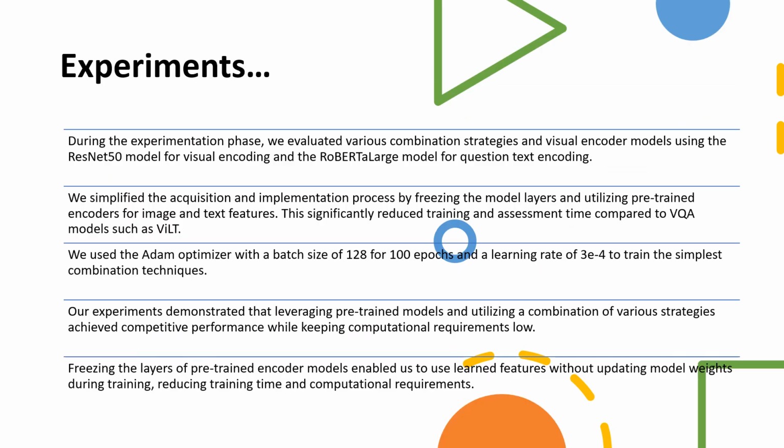We evaluated different combination strategies and visual encoder models using pre-trained encoders, ResNet 50 for visual and RoBERTa Large for text encoding. We froze the model layers and used the Adam optimizer in order to leverage the pre-trained models and combination strategies, and hence we achieved state-of-the-art performance while keeping the computational requirement as low as possible. Freezing the layers of the pre-trained encoder model reduced the training time and computational requirements.